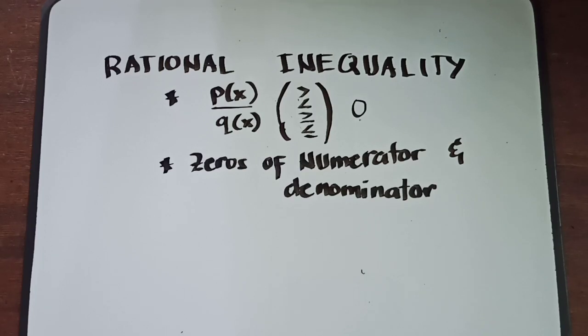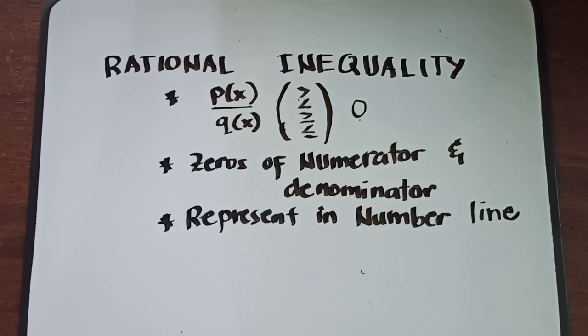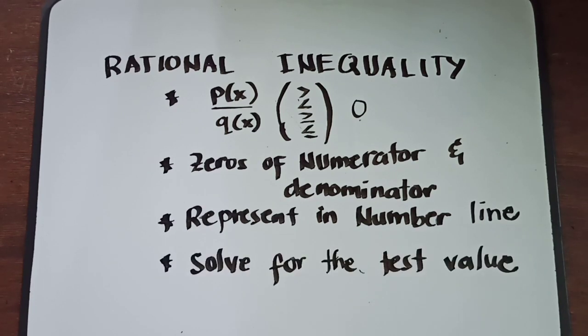Okay, so next is we're going to find the zeros of the numerator as well as the zeros of the denominator. And the next step is represent using a number line. And you're going to set and solve for the test value.